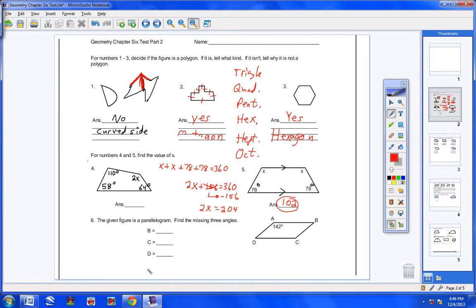Moving on to number 6. The given figure is a parallelogram. Find the missing 3 angles. All right, here we go.